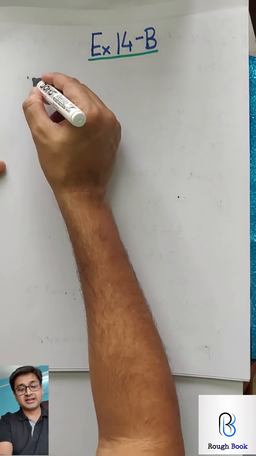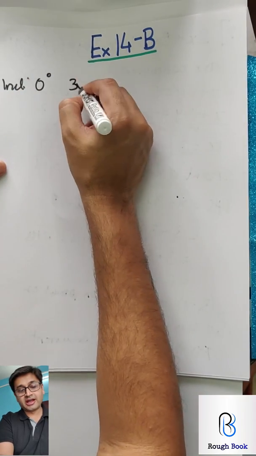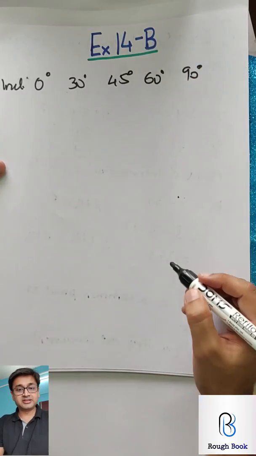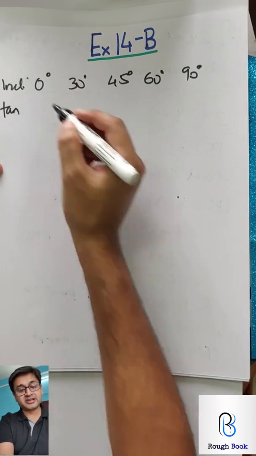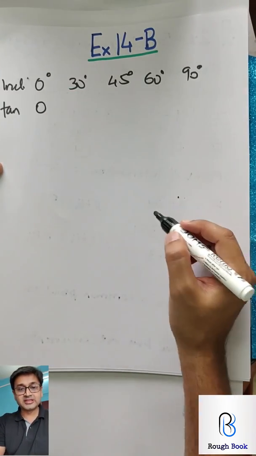So let's say if that angle is 0 degrees, that is the inclination. Or it can be 30, 45, 60, 90. These are standard angles. So how to calculate slope? Slope is basically tan theta of that angle. So tan 0 is 0.